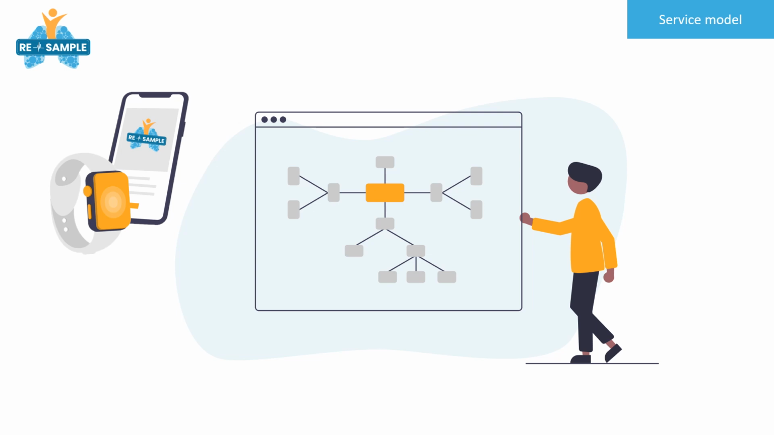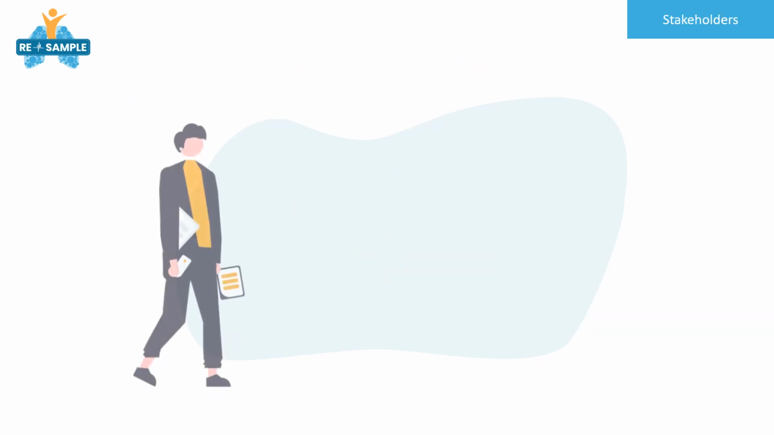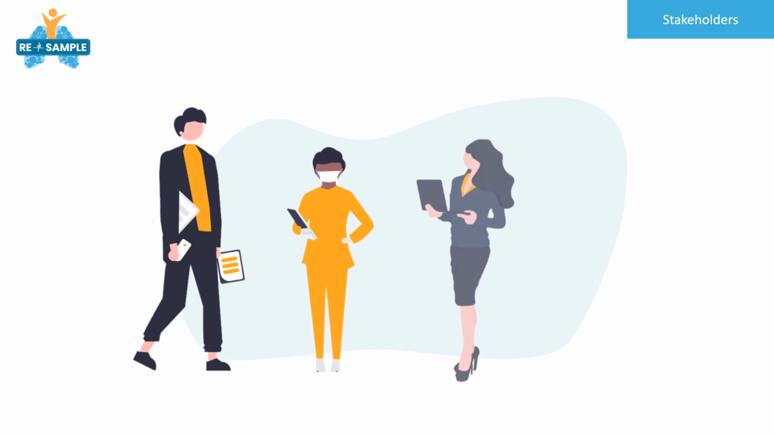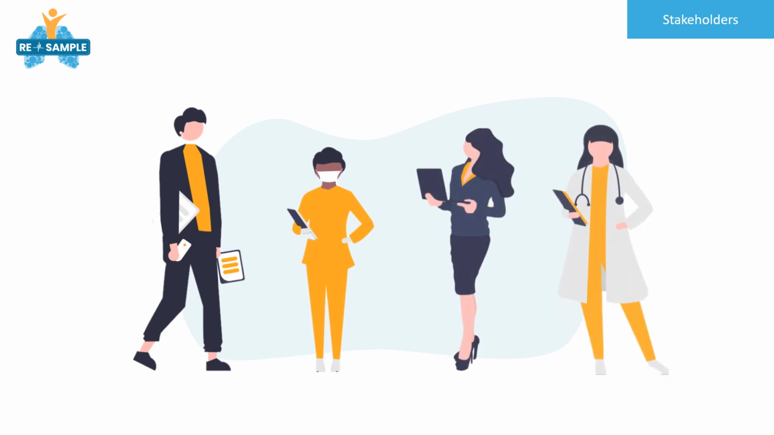The people who have a role in Resample are called stakeholders. Stakeholders can be healthcare professionals, for example, the pulmonologist or the pulmonary nurse, or the patient with COPD who is going to use the service. Because these people are using Resample in the future, it is very important to involve them in the design process of the service model, so that we can include their needs and wishes.